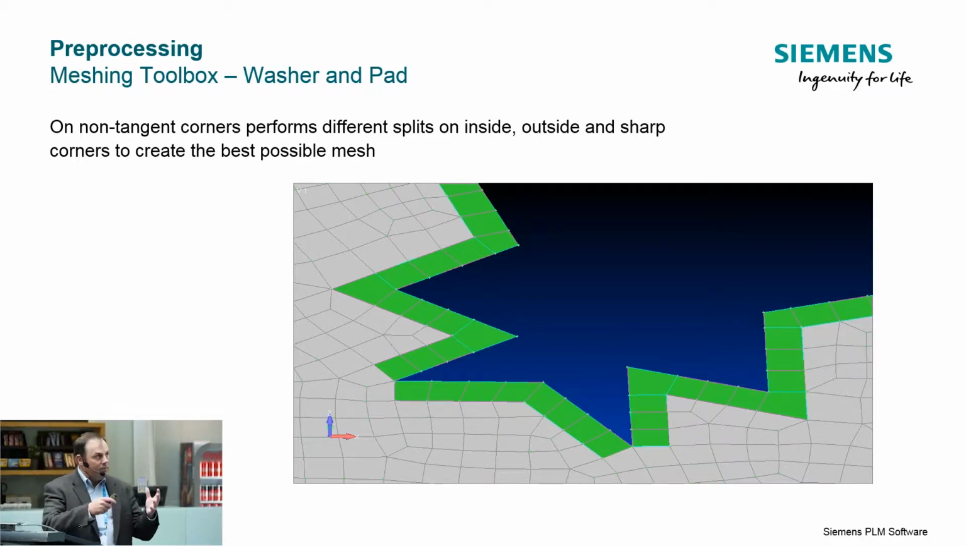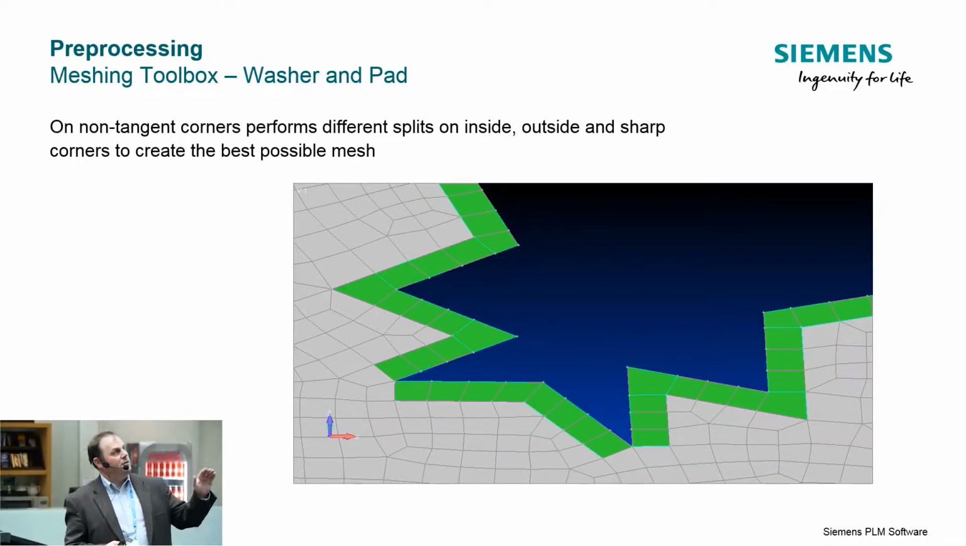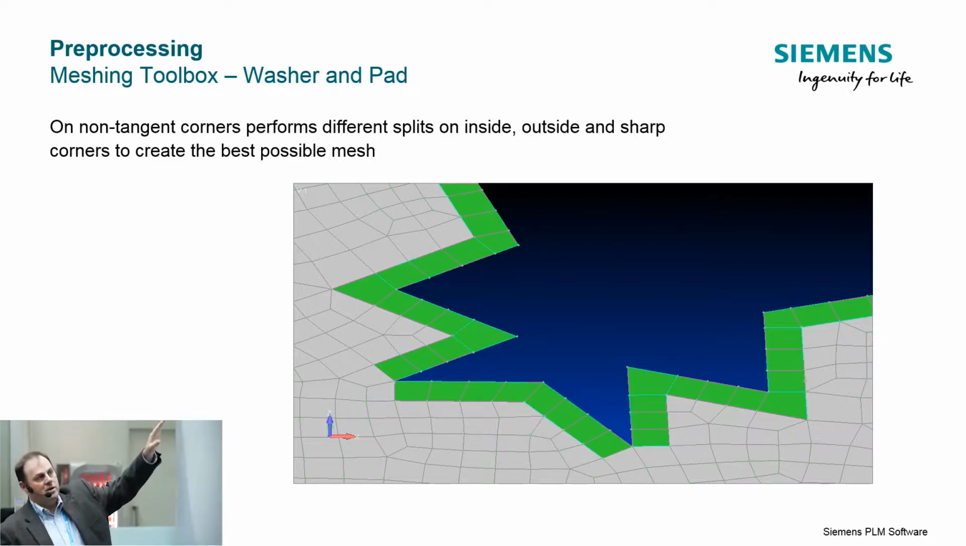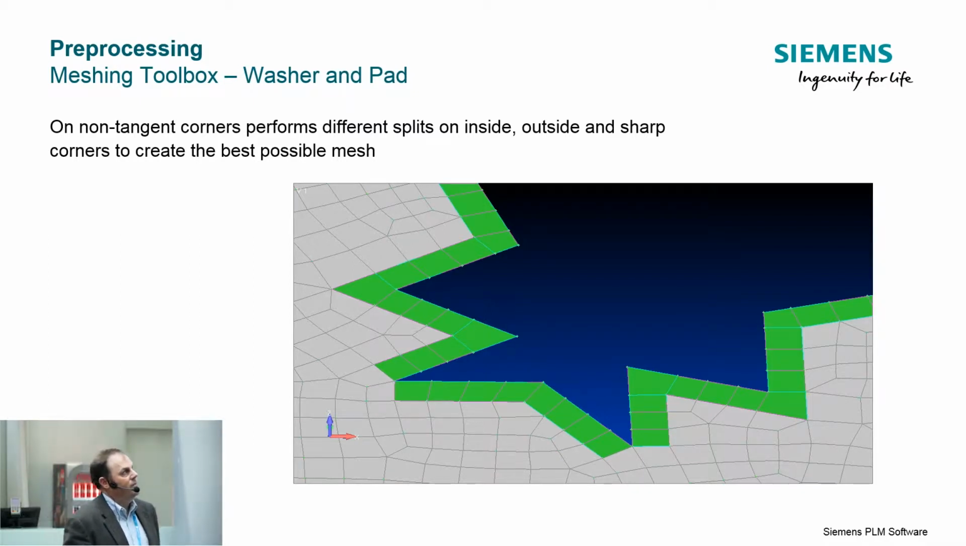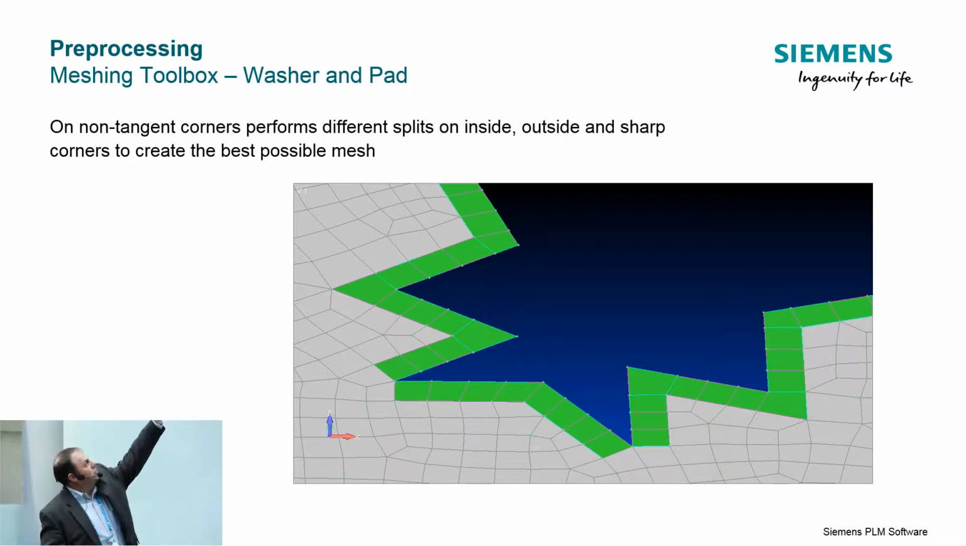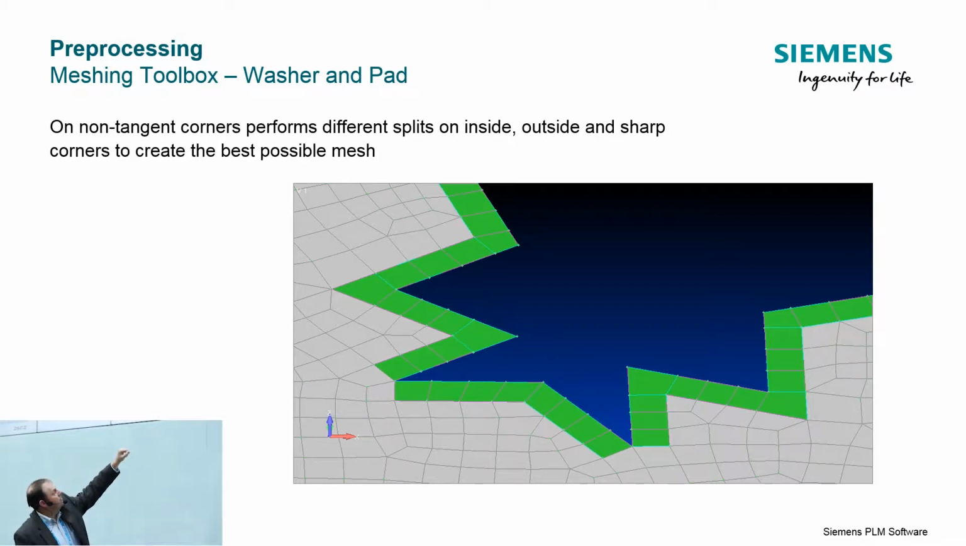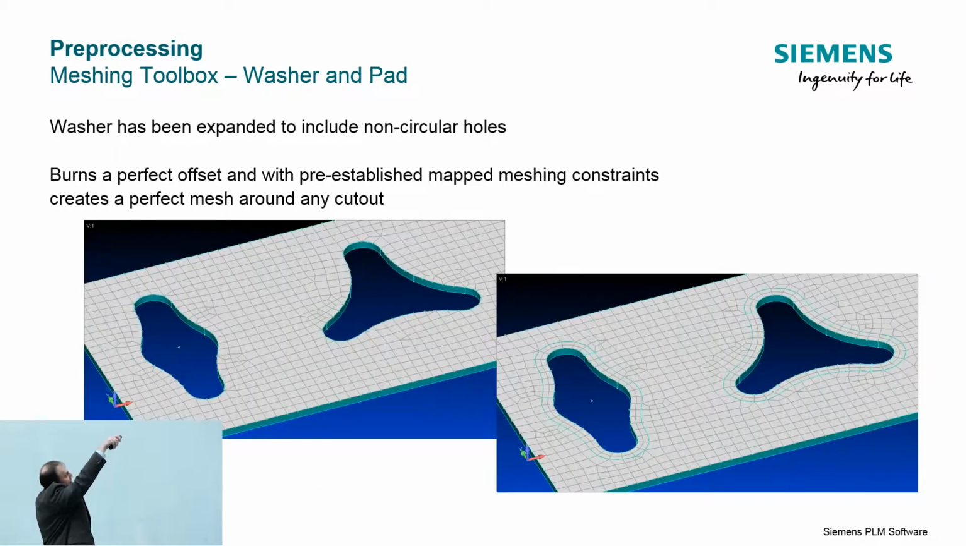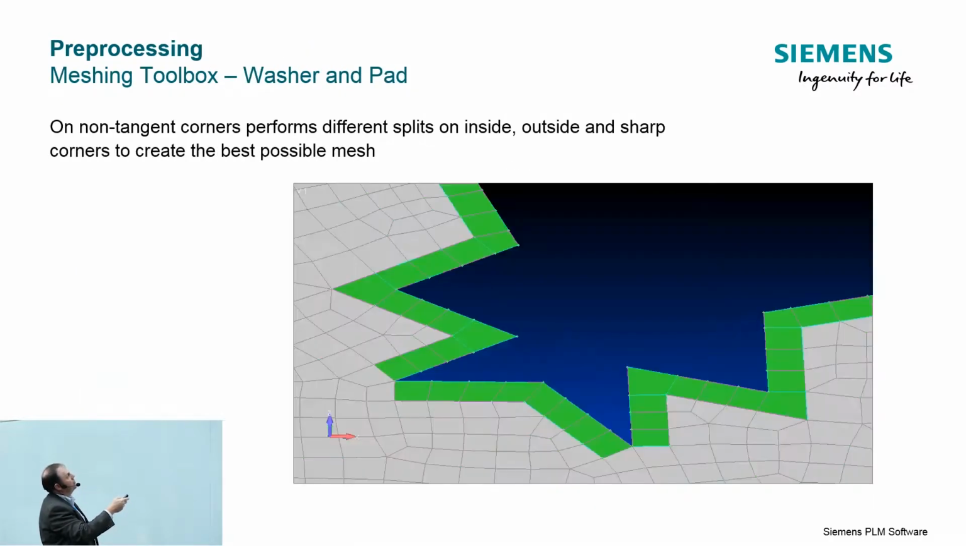Along with this, something else we did with the command: if you have non-tangent edges, jagged edges, the updated command can now work with holes of such a strange shape with sharp corners. In certain cases, you would want another surface to be created right there. But in other cases, like here, where there is a sharp angle, you would not.